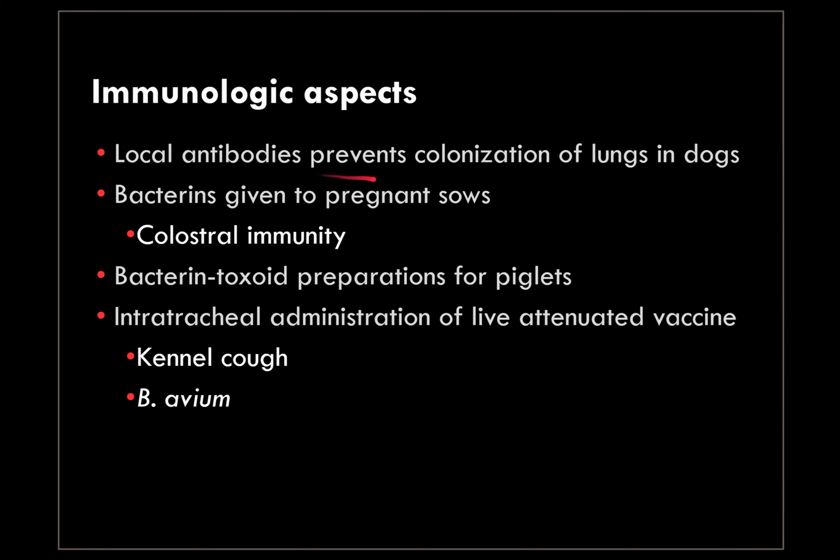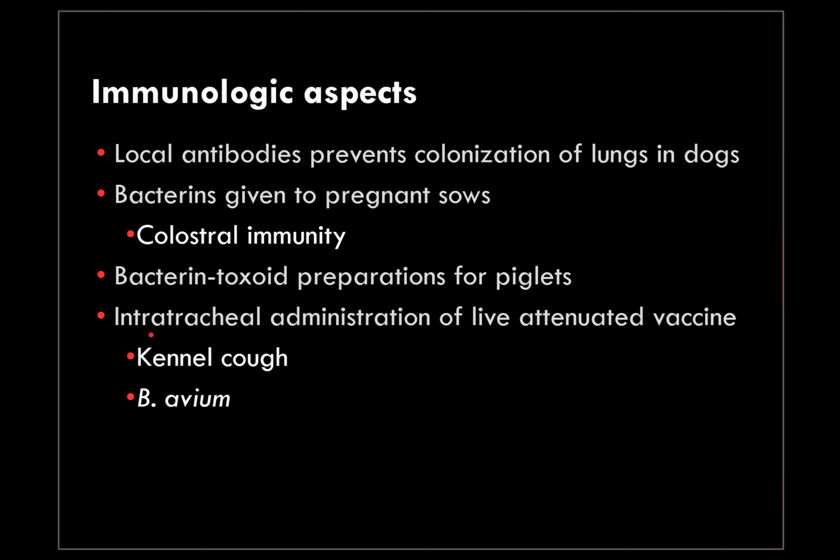The local antibodies prevent colonization of lungs in dogs, and we can provide bacterins to pregnant sows. Then it can provide colostral immunity. Bacterin toxoid preparations for piglets. For the atrophic rhinitis, this is available. Then for dogs, there is a live attenuated vaccine for kennel cough.